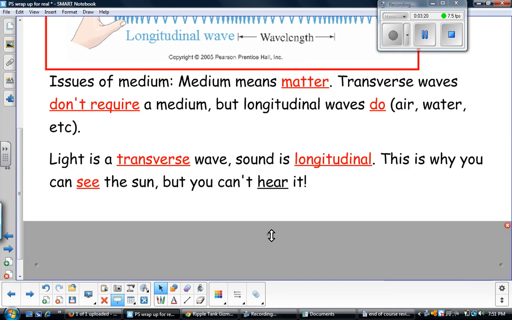Light is a transverse wave. Sound is a longitudinal wave. This makes sense. You can see the sun, but you can't hear it. Alright, you can see it because light is transverse. It doesn't need a medium, so it can go through space. Sound is longitudinal. It does need a medium. There's no matter in space, so the sound of the sun, that roaring sound that it should make since it's engulfed in those flames that you see, you can't hear, and that's because it's longitudinal.